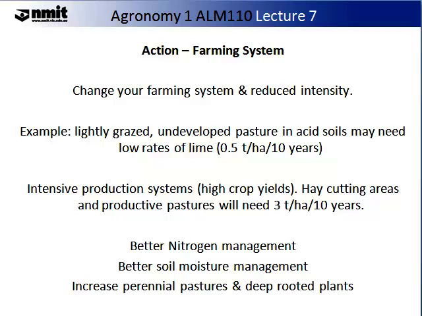There's been experiments where lightly grazed undeveloped pasture in acidic soils only needs rates of lime application as little as 0.5 tonnes per hectare every 10 years. Intensive production systems of high crop yields, such as hay cutting areas and productive pastures, need about 3 tonnes per hectare every 10 years. You should also consider better nitrogen management, better soil moisture management, and an increase where possible of perennial pastures and deep-rooted plants if you have acidic problems.